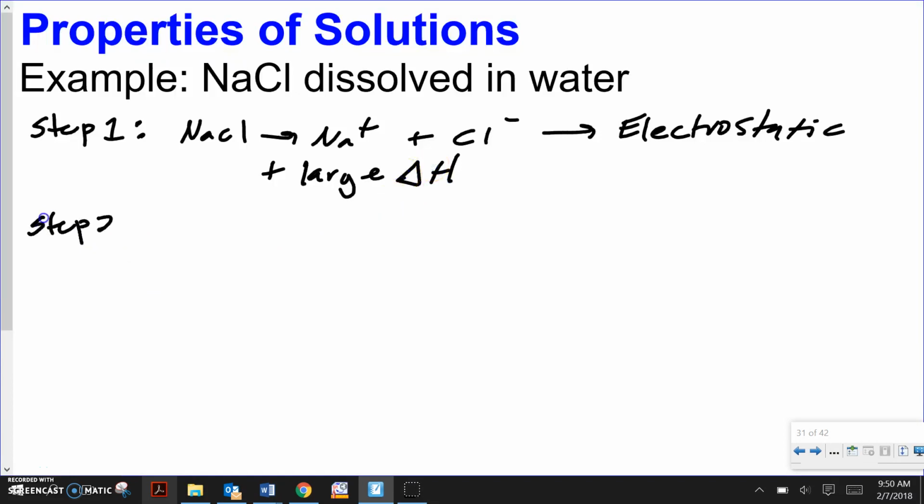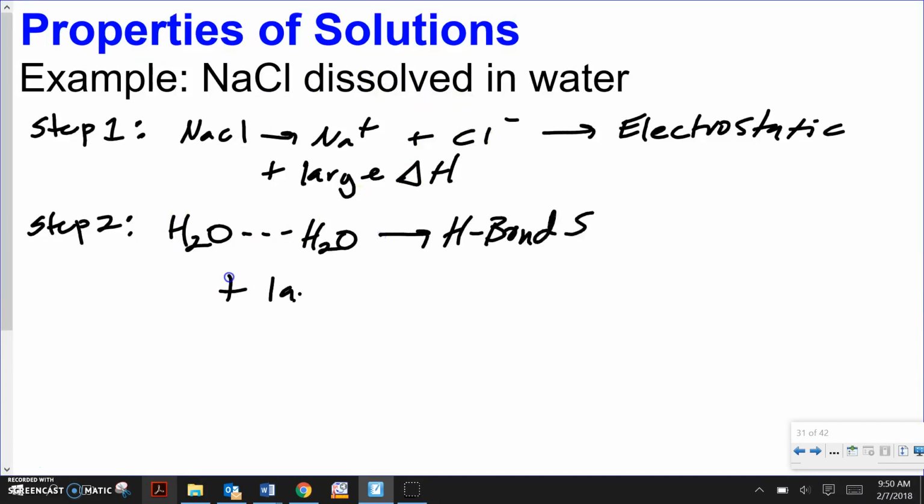Okay, step 2 is our water, which, again, is going to be separating one water from another water. Breaking this hydrogen bond and separating them so it has room to interact with the sodium and chlorine. Remember, these are our hydrogen bonds. So again, we're going to have a positive large delta H.